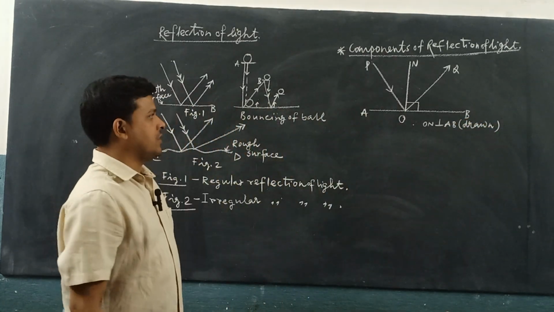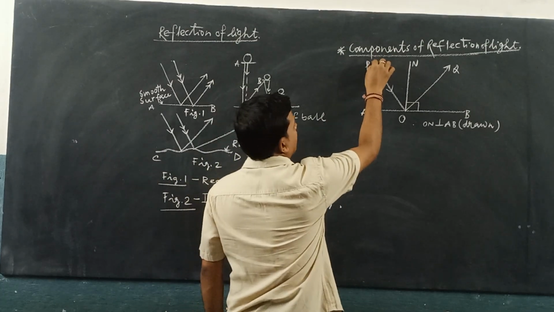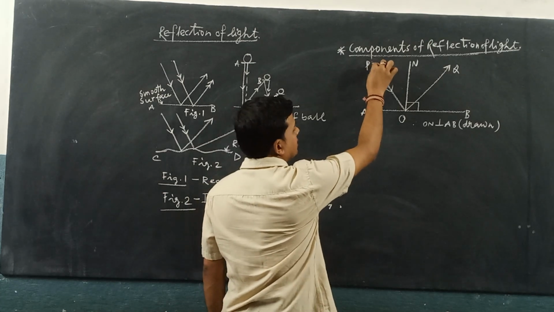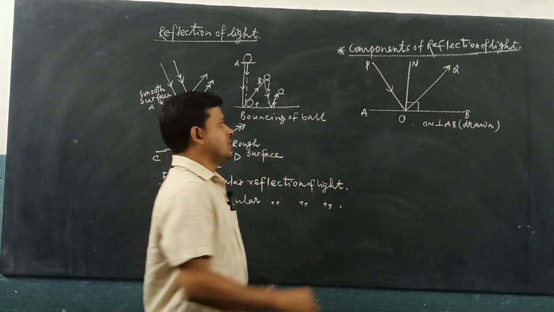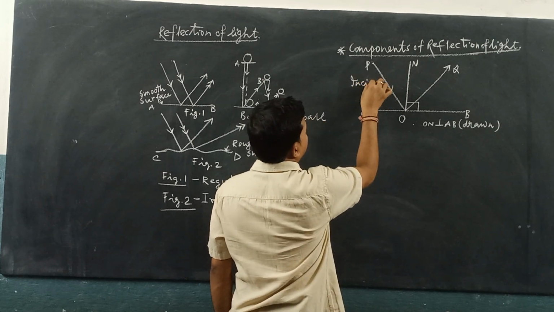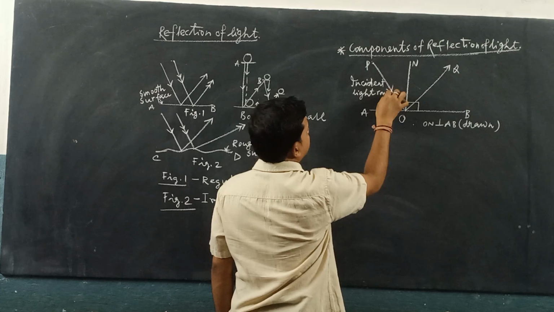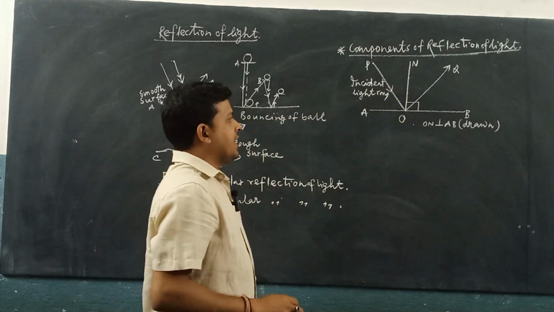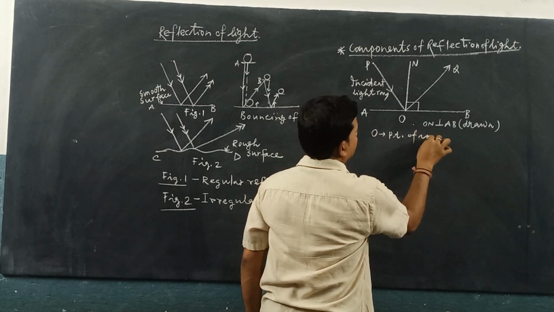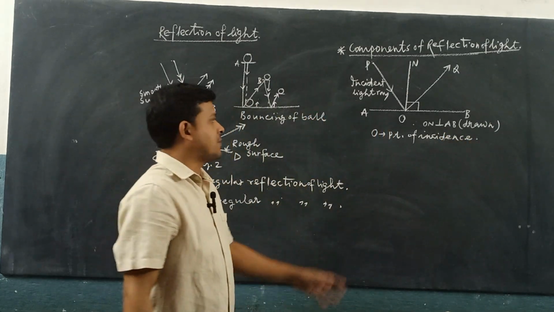PO is the path followed by the light ray when coming from one medium and incident on the separating layer AB. So PO is the incident light ray. And O is the point of incidence, where the light ray is incident on the reflecting surface AB.